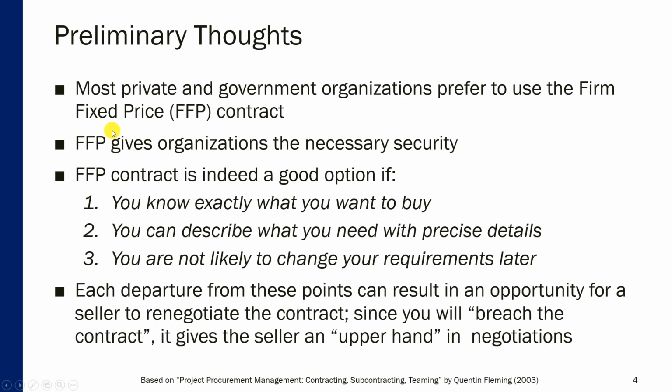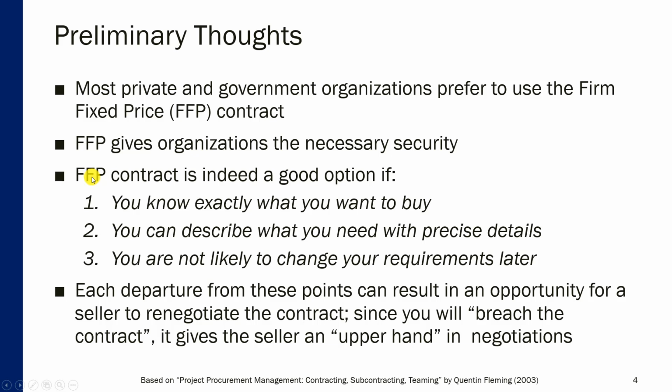Some other preliminary thoughts. Most private and government organizations prefer to use the firm fixed price contract, or FFP. Now, as the name suggests, there's a firm price being included in the contract. FFP gives organizations the necessary security. So many government branches like to be in a position where they have high control over prices. They don't have any surprises. They don't face as many risks as private companies. So that's why they are often used by government entities.